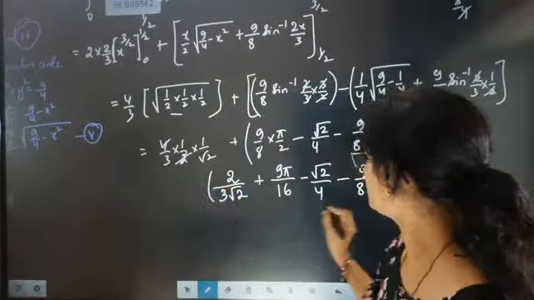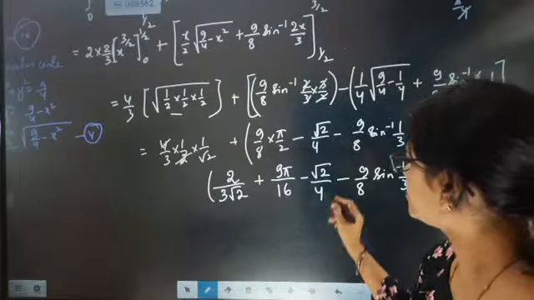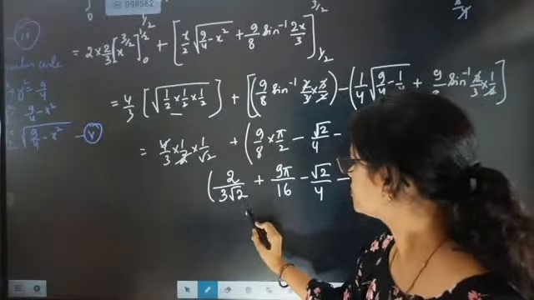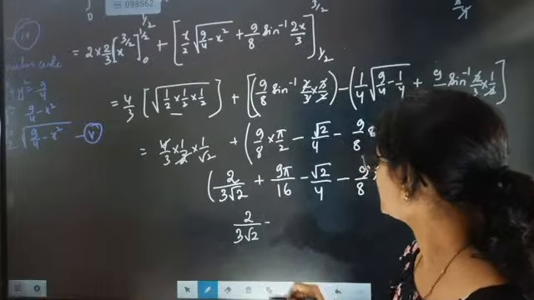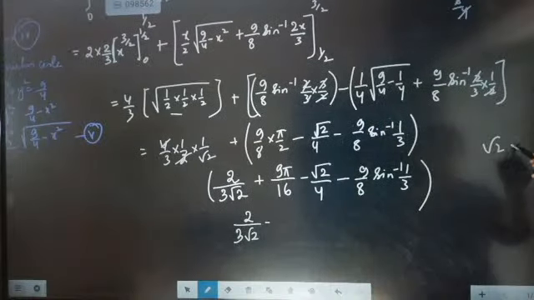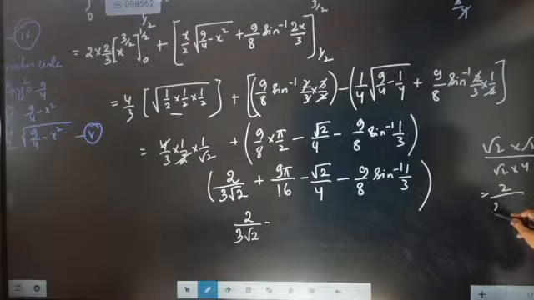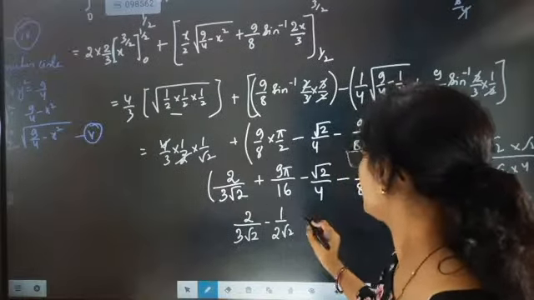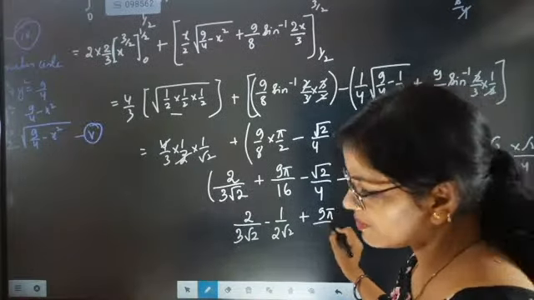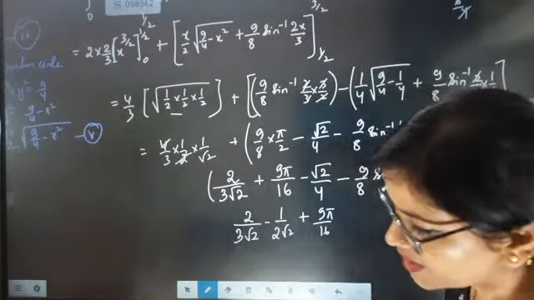So if this root 2 part you shift down, then it will become 1 by 2 root 2. So 2 by 3 root 2 minus root 2 into root 2 by root 2 into 4. It is going to be 2 by 4 root 2. So 1 by 2 root 2. So minus 1 by 2 root 2. If you want to solve it further, 9 pi by 16, this part is already coming correct.